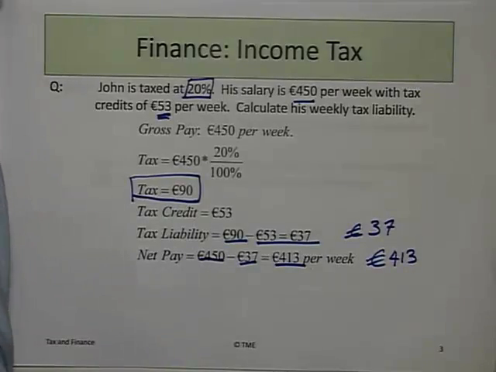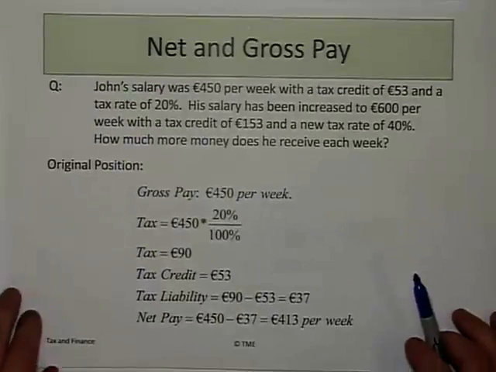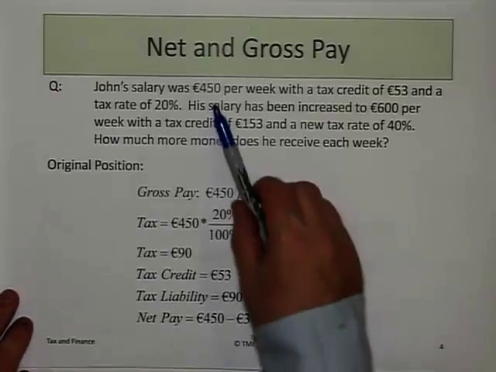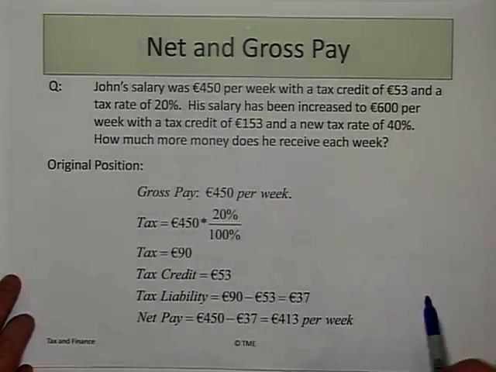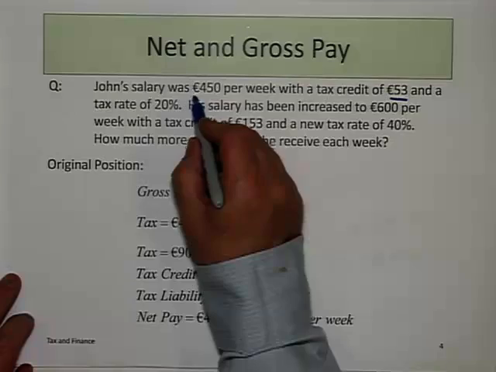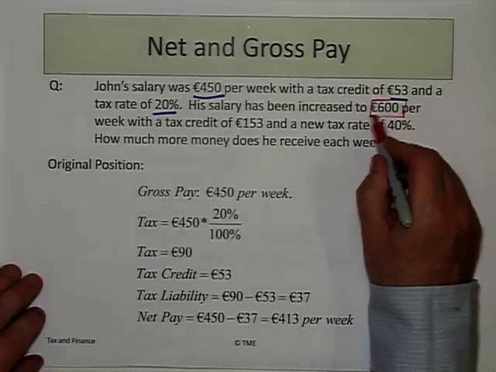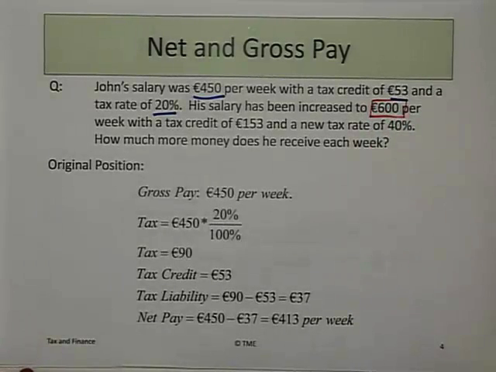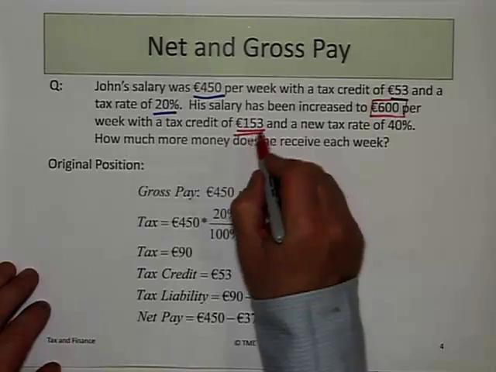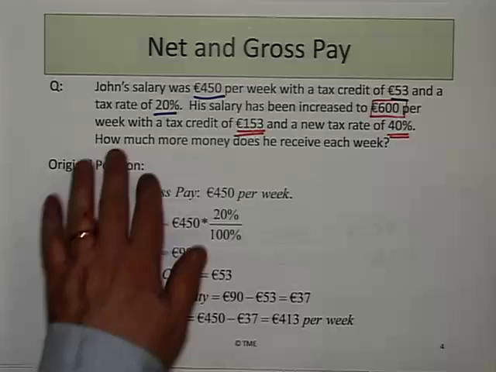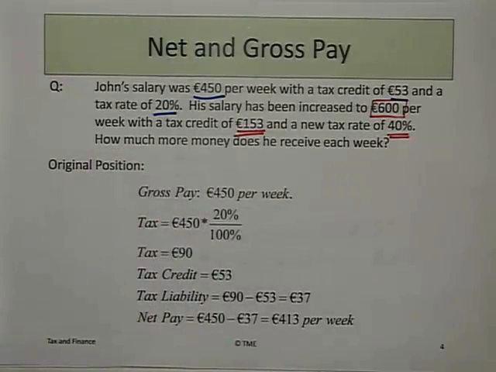So let's move on from that. John gets promoted at work, he's doing a very good job, and his salary moves up. He's on $450 a week, and he had a tax credit of 53 and a tax rate of 20%. But his salary has now moved to €600 per week. Now with that, he's got a new tax credit of 153, but his tax rate has gone to 40. So the question is, how much more money does he receive each week?